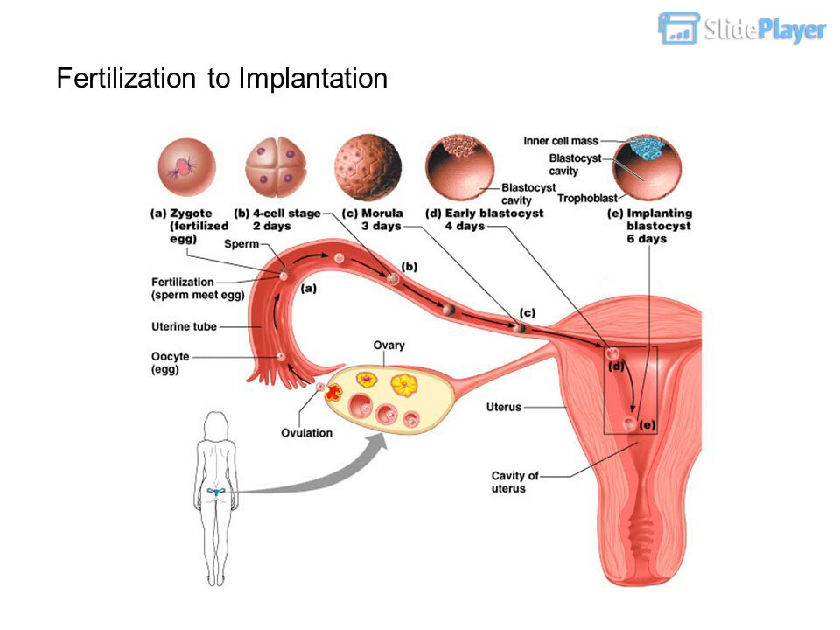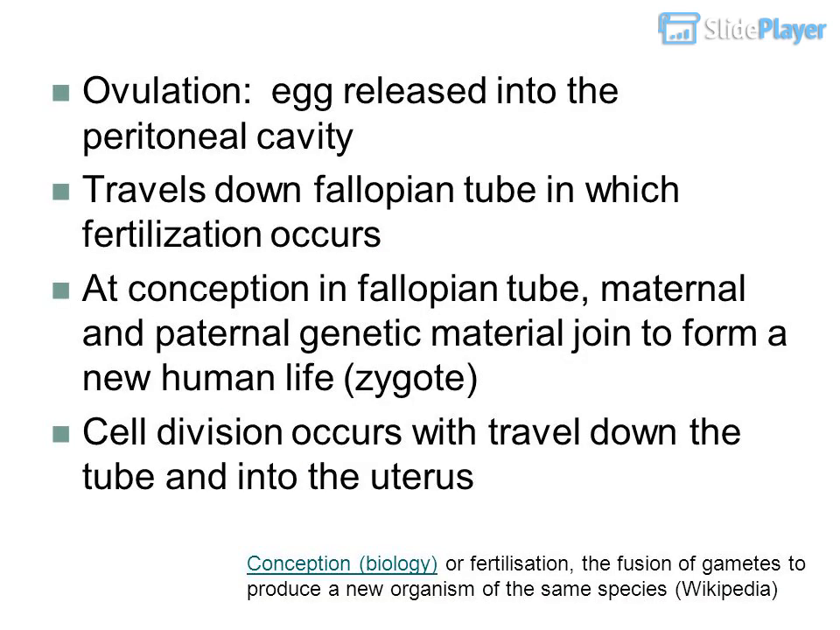Fertilization to implantation. Ovulation, egg released into the peritoneal cavity. Travels down fallopian tube in which fertilization occurs. At conception in fallopian tube, maternal and paternal genetic material join to form a new human life, zygote. Cell division occurs with travel down the tube and into the uterus. Conception, biology, or fertilization, the fusion of gametes to produce a new organism of the same species, Wikipedia.